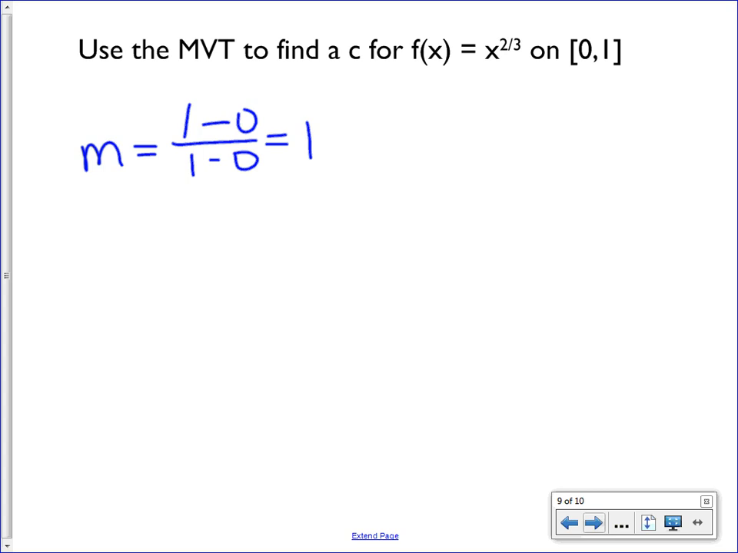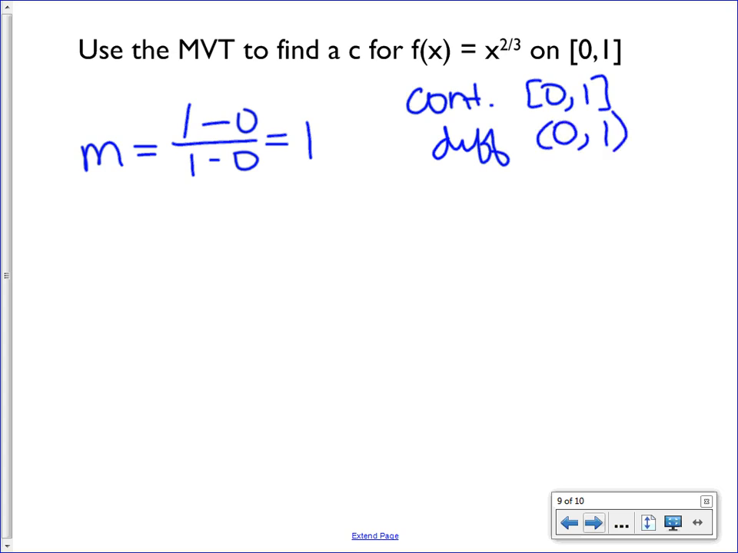Oh, what have we not been checking? You didn't check for continuity or differentiability. We did not check for continuity. Are we continuous on 0 to 1? Are we differentiable on the open interval 0 to 1? Yes. Are we differentiable at 0? No. But does that matter? No. Okay. Whew. All right, so now that we backtracked, that was supposed to be done first. I got excited, I apologize. We found our slope of 1.